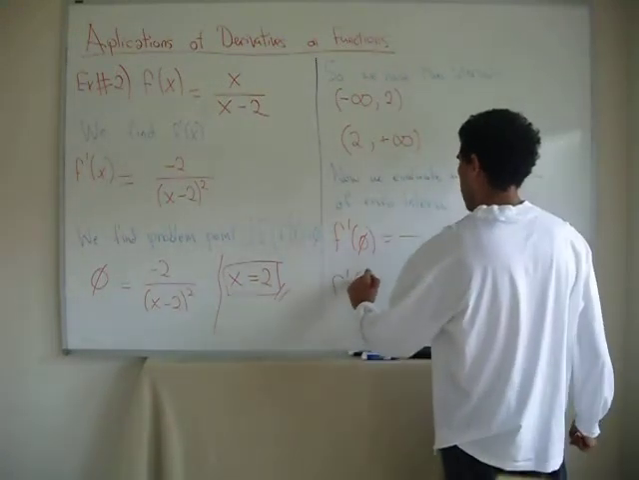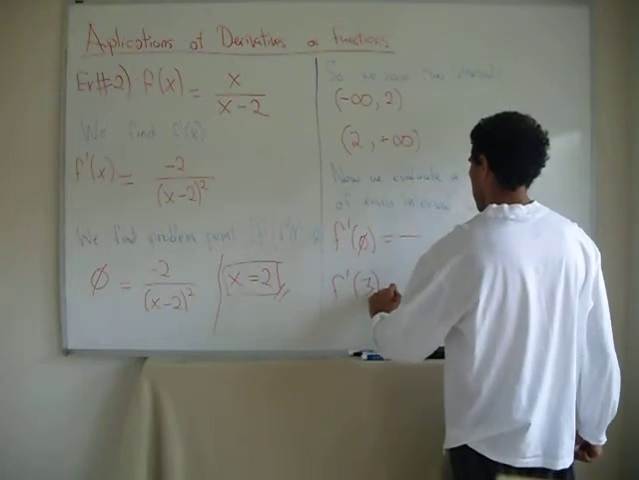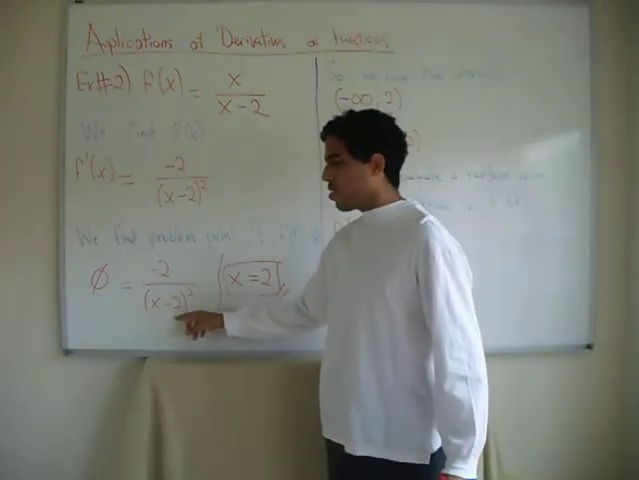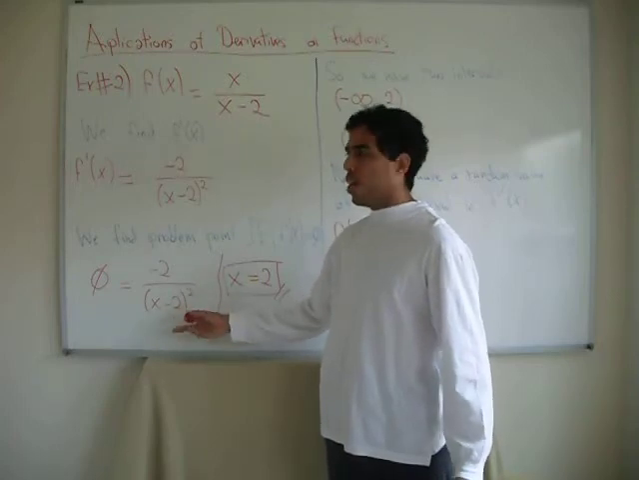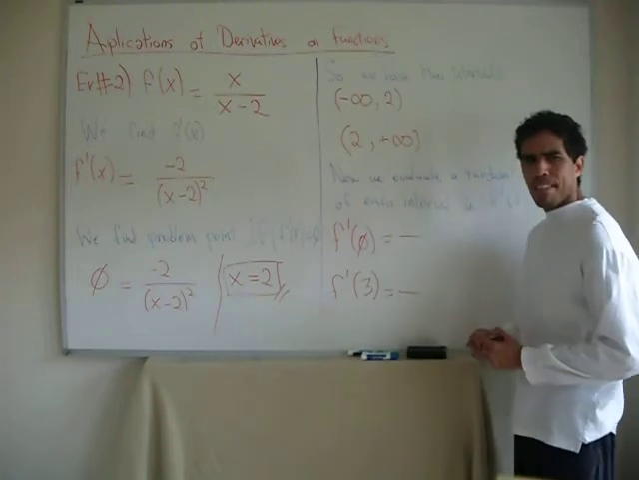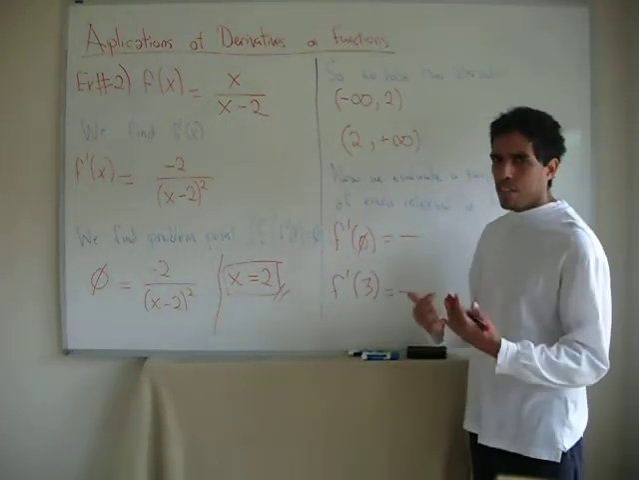Let's do 3, an easy one. If we do f prime of 3, then we're going to have 3 minus 2, 1. 1 squared is 1, and minus 2 over 1 is negative. Interesting. This is right.